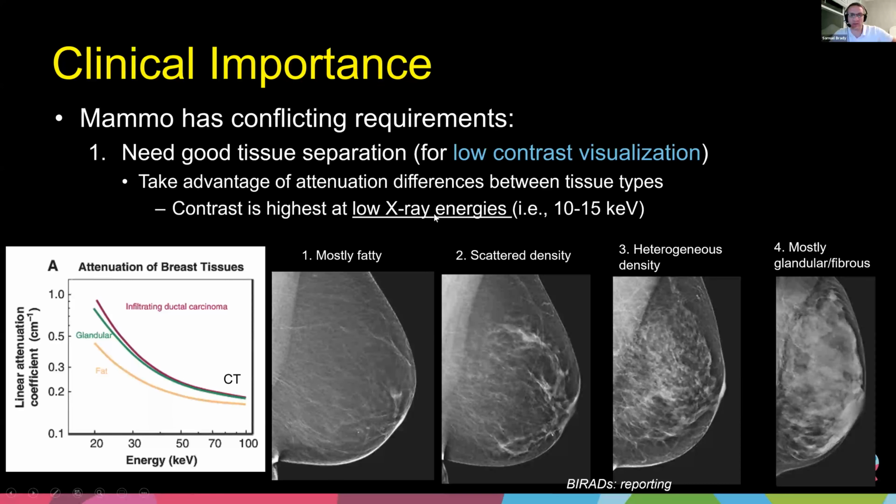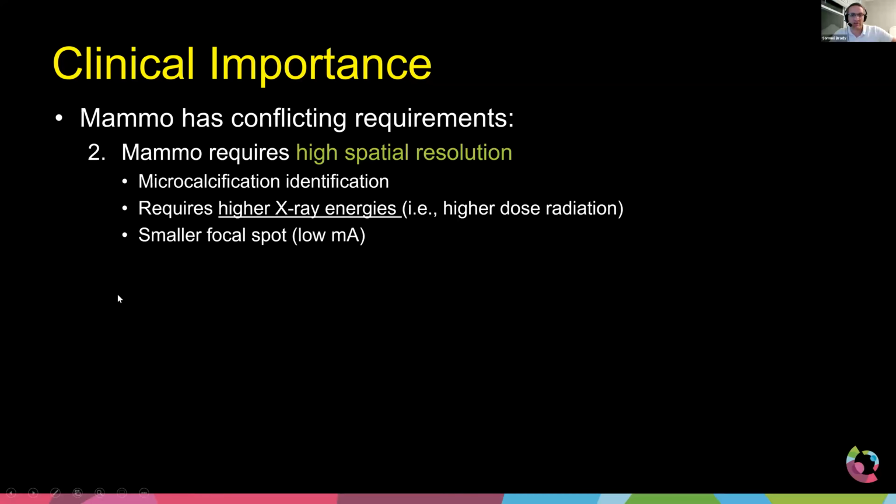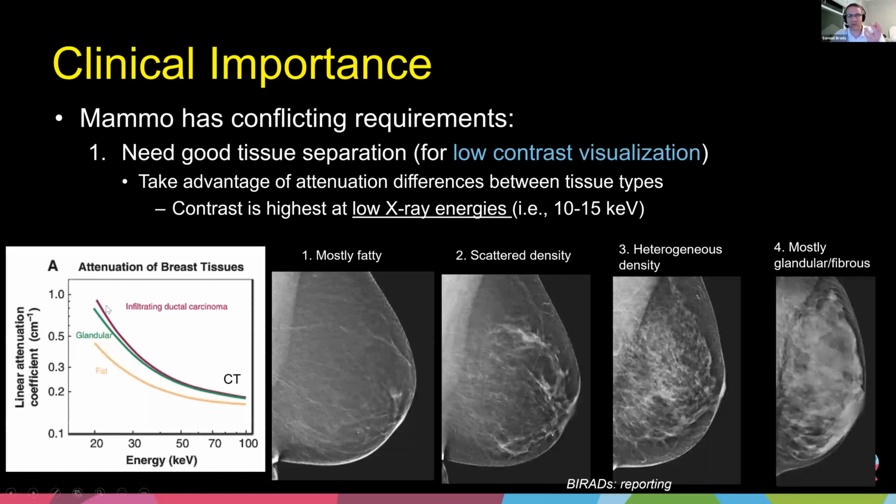So we'll talk a little bit about imaging down here in a moment when we actually start talking about the beam spectrum. So let's talk now about the high spatial resolution. Obviously we're doing this primarily to see the microcalcifications. This requires high X-ray energies. So right here is the conflict, and it also requires a very, very small focal spot, which only allows for low mA. So if you have low mA and high kV, that's actually the complete opposite of what you want with contrast. In this case, you want low kV and high mA, so you have no noise.